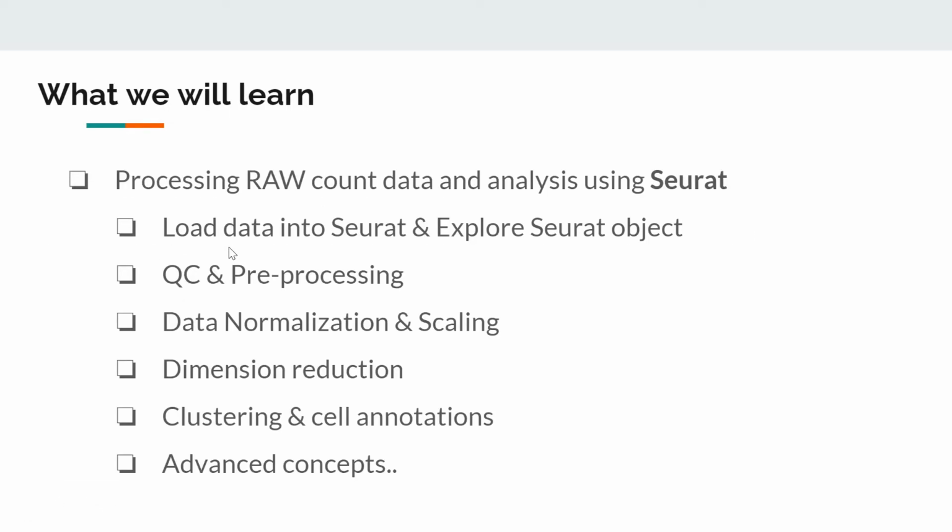In this video, mainly we will talk about how to process the raw count data and then analyze it using the Seurat pipeline. Seurat is a popular pipeline and it has multiple steps. First, we load the data into Seurat, then we do the QC and pre-processing, followed by normalization, then scaling, then dimension reduction like PC analysis, then we cluster the cells, and later on we annotate each cell subtype.